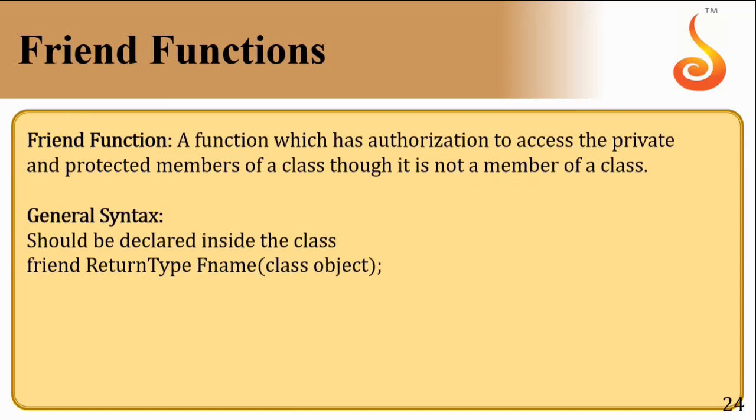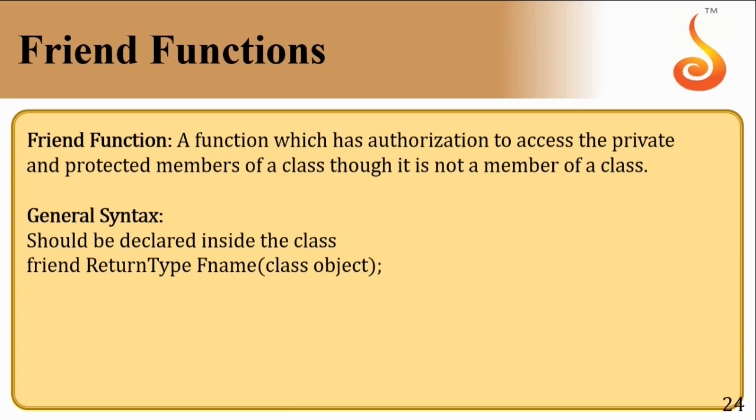The next is the friend function. When we did class, I told you that only the private data can be accessed by the member functions of a class. But suppose I want a function, but I don't want to make it a member function of the class.